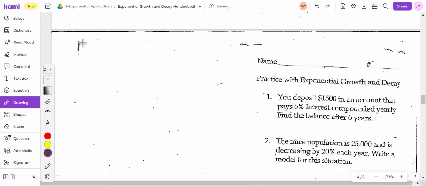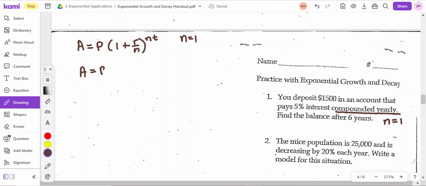All right, we said that the balance A is equal to the principal times 1 plus R over N raised to the NT. That's the compounding formula. And one of the things I said is that if you compound yearly, that means that N equals 1. So when N equals 1, I'm substituting 1 for these. This formula becomes A equals P times 1 plus R divided by 1, which is just going to be R, to the 1 times T, which is just going to be T.